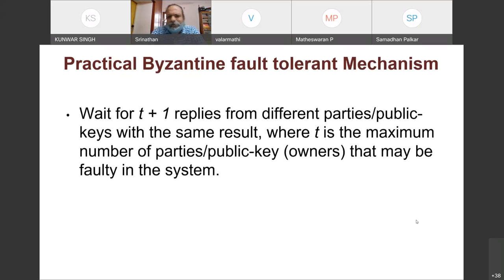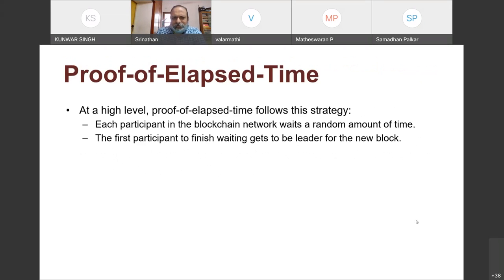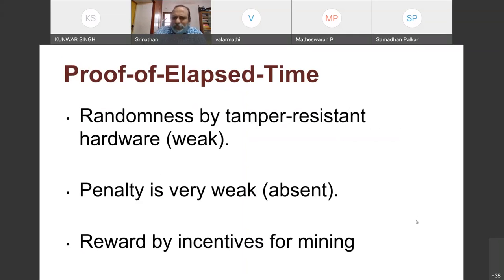You can do it for T plus one rounds as usual, and that is next one. So there is a strategy called proof of elapsed time. Each participant is allowed to wait for a random amount of time, and the first participant who finishes waiting gets to add a new block.